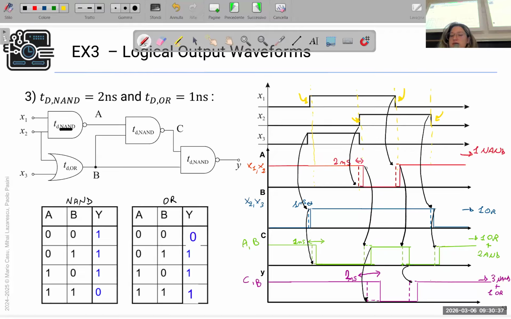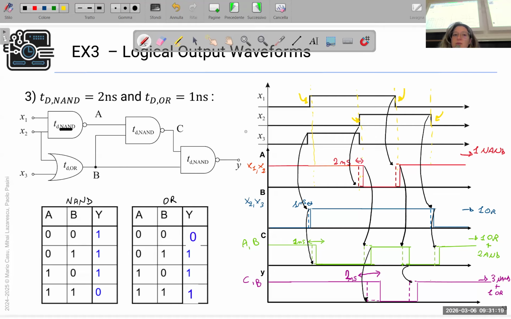But in this case, since the transition has a delay of 2 nanoseconds given by the gate, the transition of the output will be done 2 nanoseconds later. So we have to translate it by 2 nanoseconds. The same is done in the second transition, because we have 1 and 0, and so we have again 1, and here the transition is given 2 nanoseconds later. It's clear? The same thing is done for the other gates.